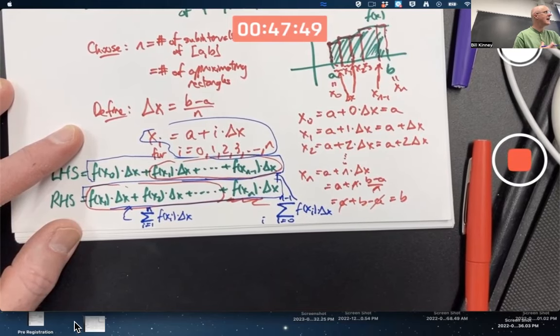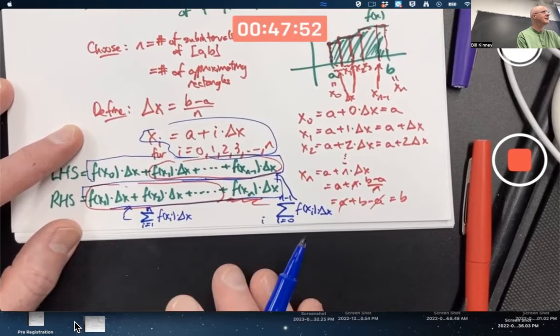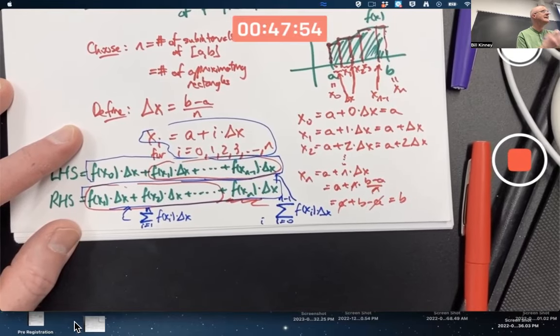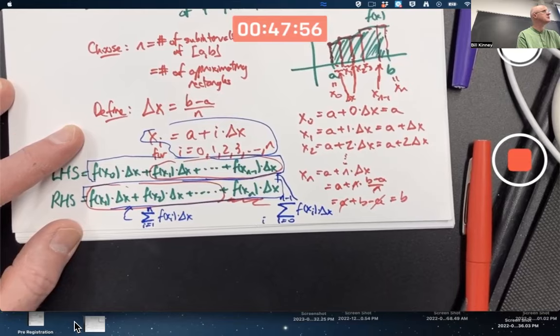It's always kind of scared me. It scares many people when they see summation notation. They can't wrap their minds around it. It's just something to work at getting used to.